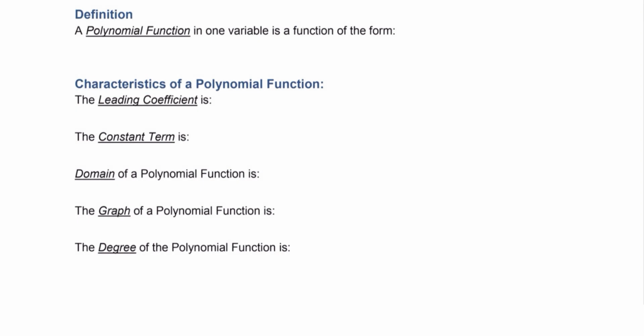In this video, we'll introduce polynomials. A polynomial function in one variable can be written as p of x equals a sub n x to the n, plus a sub n minus 1 x to the n minus 1, plus, and that will continue down to a sub 2 x squared plus a sub 1 x plus a sub 0.